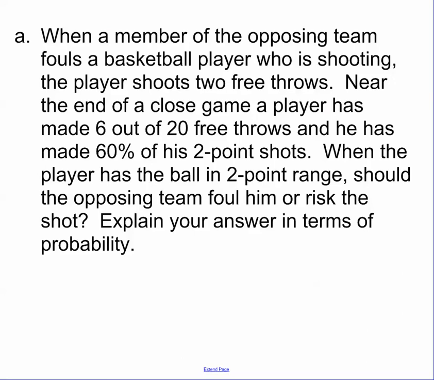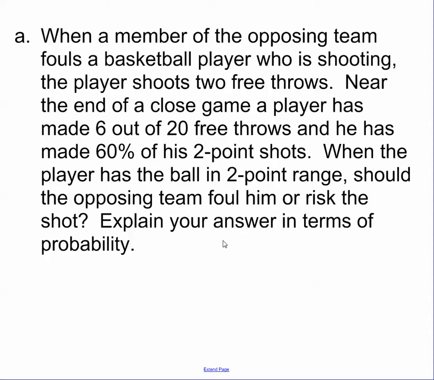When a member of the opposing team fouls a basketball player who is shooting, the player shoots 2 free throws. And anybody that knows a little bit about basketball, you kind of understand what we're talking about there. Near the end of a close game, a player has made 6 out of 20 free throws, and he has made 60% of his 2 point shots. When the player has the ball in 2 point range, should the opposing team foul him or risk the shot?